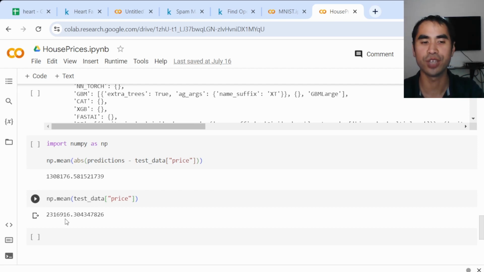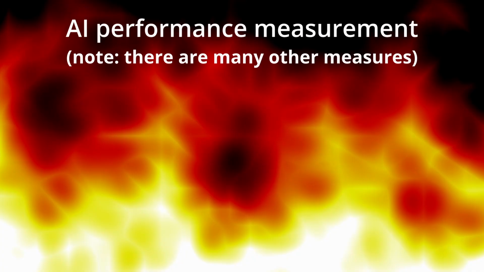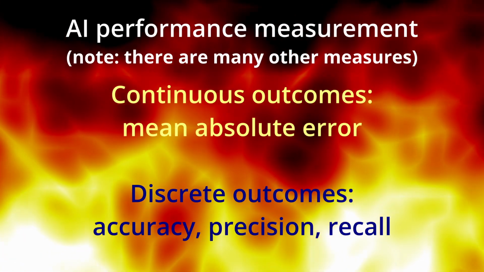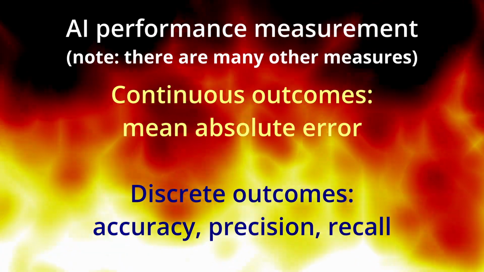We've learned how to train an AI with 5 lines of code. Here's the cheat sheet. And we've learned some basic methods to evaluate its performance, both for continuous outcomes and for discrete outcomes. If you didn't know any Python, knowing the basics will help you understand this video even better. Check out my video, Write Your First Computer Program in 10 Minutes.